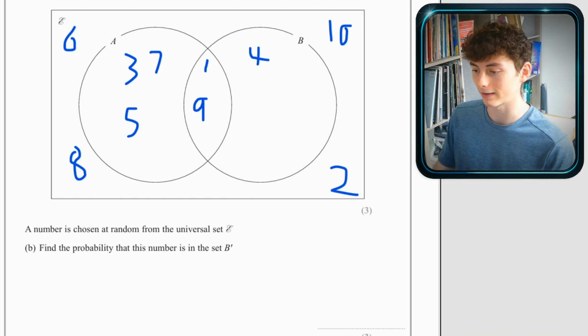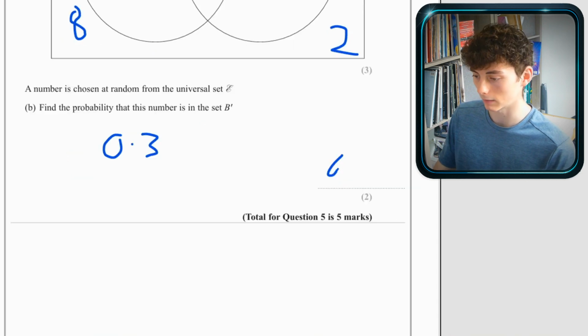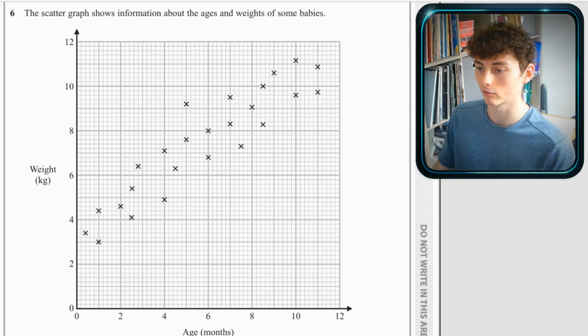So 4 is obviously in B, so we forget that one. 1 and 9, while they are also in A, they are in B as well. So we forget 4, 1 and 9. And we know there's 10 numbers and there's 3 that we do not include. So that means the probability that a number is not in set B is 0.3. There we go, 0.3.